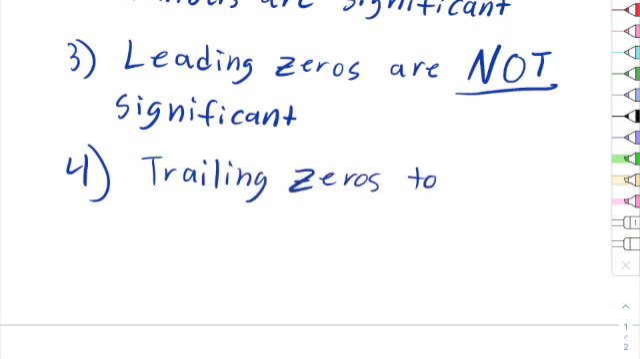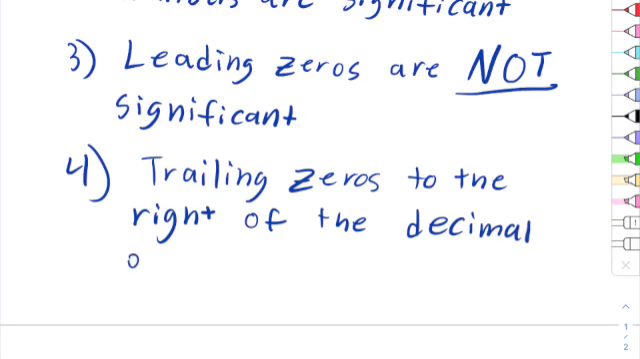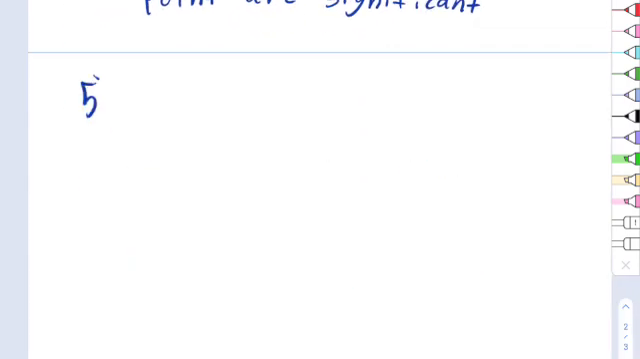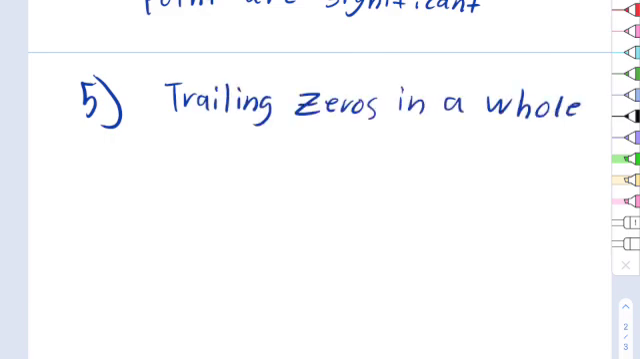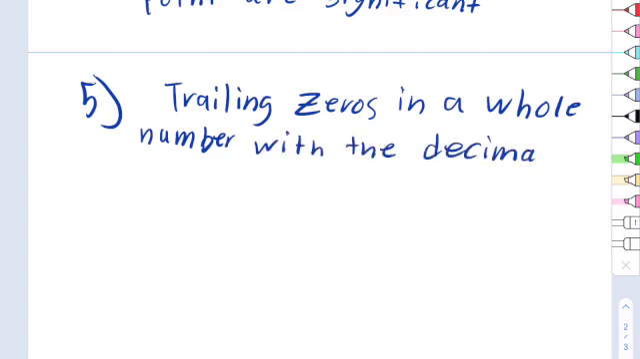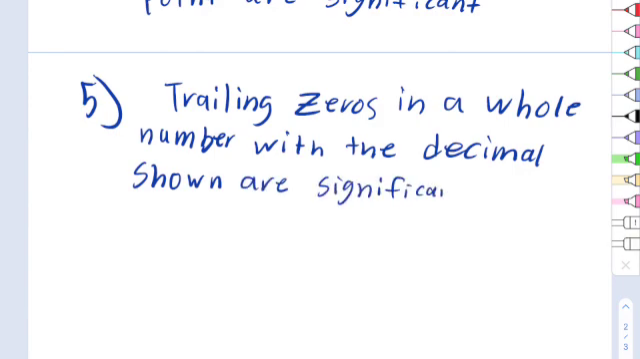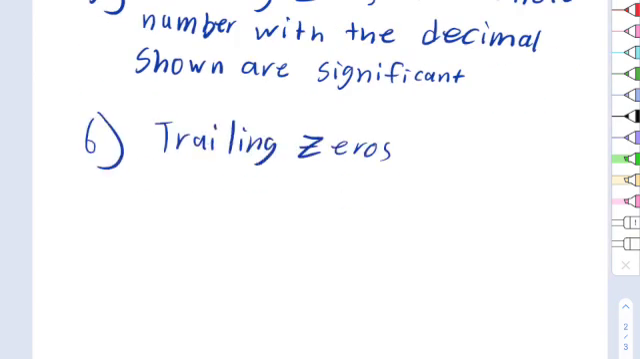Number 4, trailing zeros to the right of the decimal point are significant. Again, we will learn what trailing zeros mean in a second. Number 5, trailing zeros in a whole number with the decimal shown are significant. Number 6, trailing zeros in a whole number without the decimal shown are not significant.